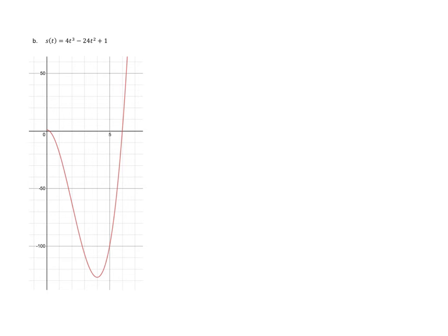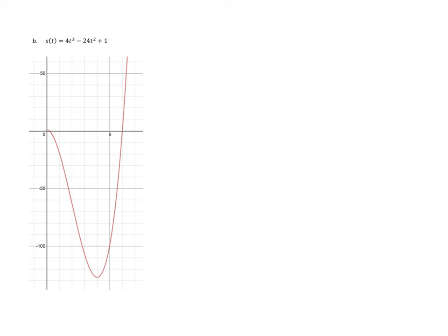For part B, again, we have an s of t function, which is telling me the position of a particle. Now, this plus 1 means there's an initial point, but it's actually starting 1 meter away from it. And then it's moving to the left, and then eventually gets back to that point and starts moving to the right. So this plus 1 is still meaningful. It's just saying you're starting away from that initial point.